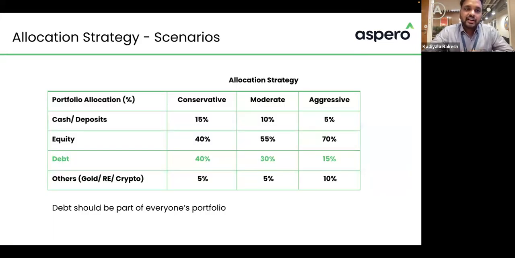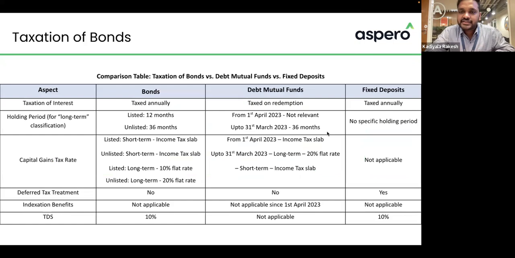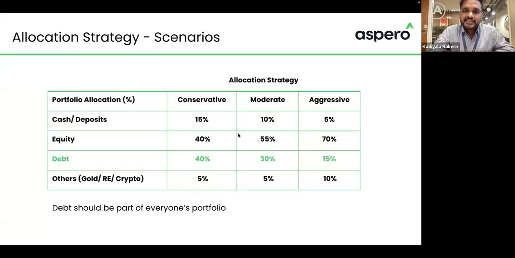And coming to the allocation strategy and scenarios, these are the three types which we discussed: conservative investor, moderate investor, and aggressive investor. If it is a conservative investor, 15% of his portfolio he can invest in cash or fixed deposits, 40% in equity, another 40% in debt, and the other 5% in others like gold, real estate, or crypto.